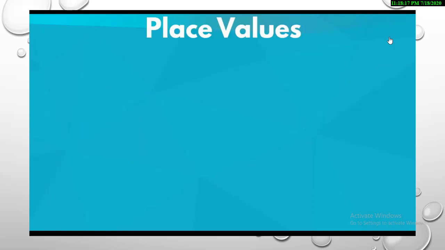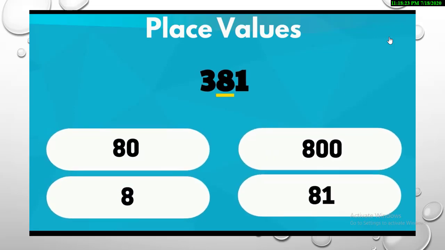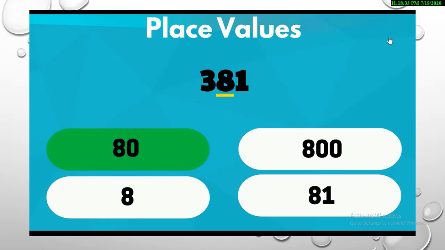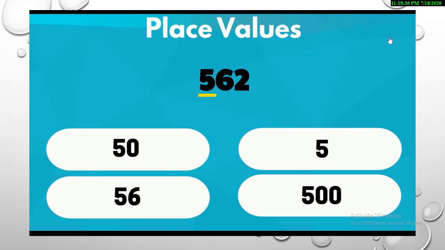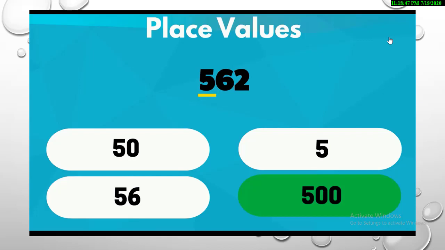Let's do more practice on place values. For the following numbers, choose the value of the underlined digit. The underlined digit 8 is in the tens place, so its value is 80. Next, 5 is in the hundreds place, so its value is 500.